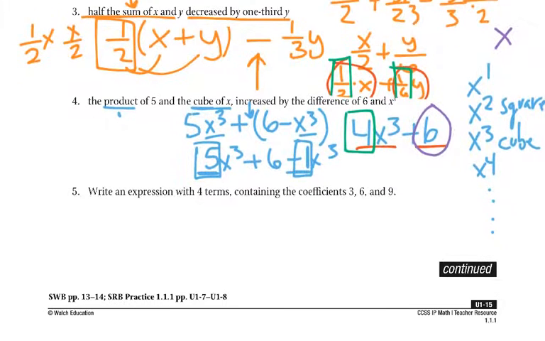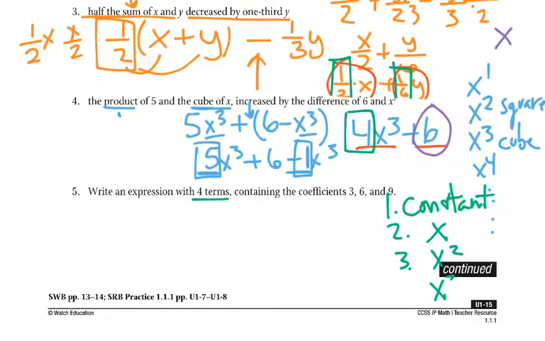Okay, now question 5 says, write an expression with 4 terms containing the coefficients 3, 6, and 9. Okay, so we need 4 different terms. So we can have a constant for a term. Okay, we can have an x. Okay, we don't like to have 2 terms with the same x because we like to simplify them. So we'd probably want an x squared. That gives us 1, 2, 3, and then an x cubed.